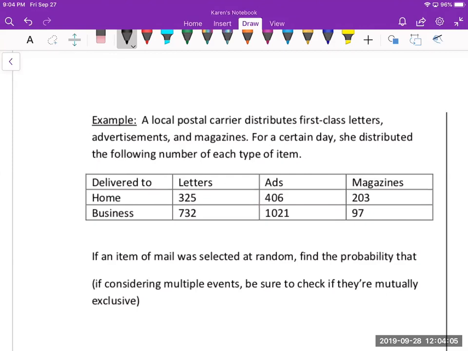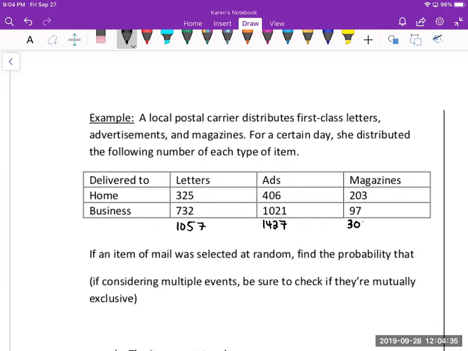So we're going to find some probabilities from this, but first I think it's beneficial to find all of our how manys. First I want to find out how many letters were sent. I'm going to add 325 and 732 to get that there were 1,057 pieces of mail that were letters. Doing the same thing to ads, we're going to add the 406 and 1,021 to get 1,427 pieces of mail that were ads. Doing the same thing for magazines, 203 and 97 give us 300 magazines sent this day.